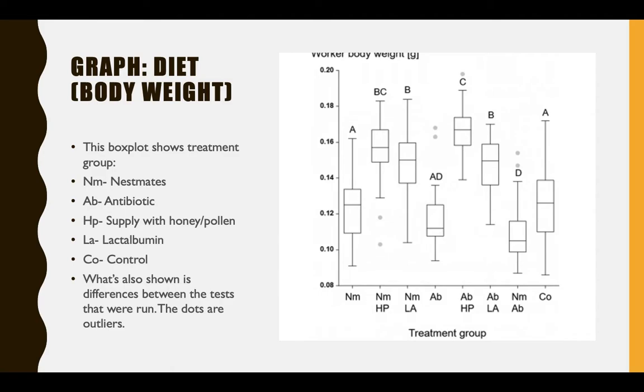NM is nestmates, AB is antibiotic, HP is supplied with honey and pollen, LA is lactalbumin, CO is control. What's also shown is differences between the tests that were run. As you can see on the screen, the dots are the outliers.